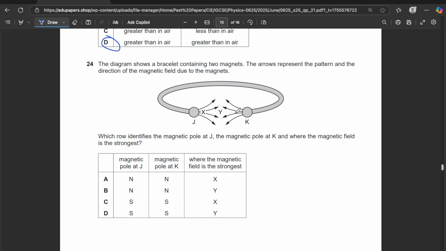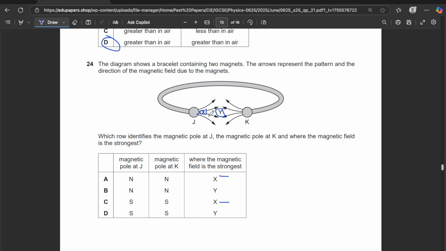So you can see that the magnetic pole is at X or Y. So we start with where the field is strongest, right? The strength of the magnetic field, you can look at it by whether the lines are close or not, and it is closer at X, so it will be either A or C.